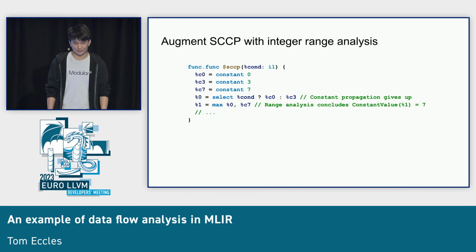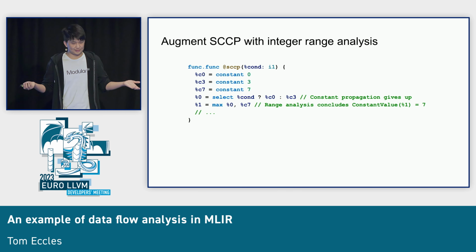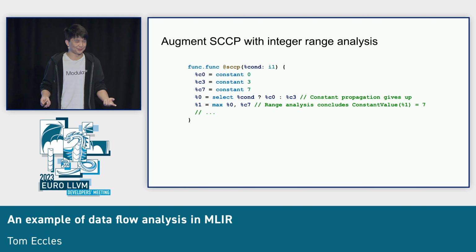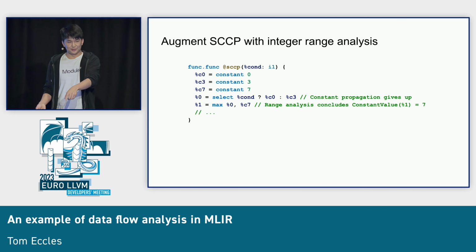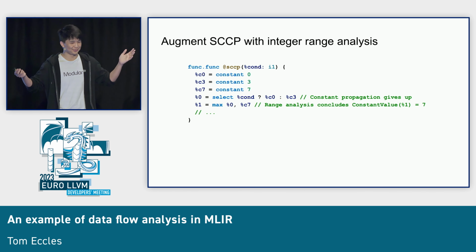Here's a concrete example of a select operation and a max. Constant propagation gives up on the select because it doesn't actually know what the condition is. But integer range analysis will conclude that actually this %0 is between 0 and 3 inclusive. And so it can conclude that the result of the max is going to be 7 for sure, because 7 is greater than any number in the range 0 to 3. And so range analysis will conclude that the constant value of %1 is 7, and if %1 ever gets used somewhere in a conditional branch, then dead code analysis knows how to prune that. And so they just kind of work together and sing in harmony.